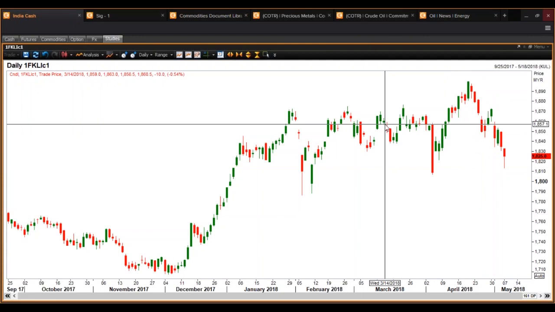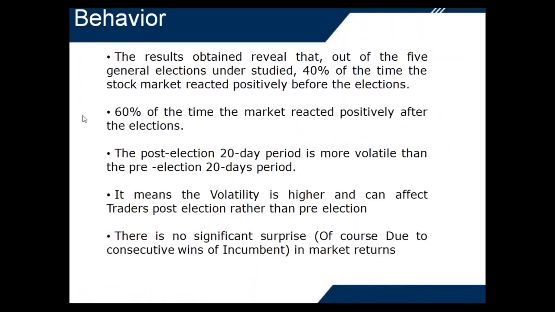Now, suppose I'm going to put a chart in front of you. This is the KLCI. I'm going to erase all the drawings over here. I'm just going to highlight this, and this is the daily chart. The point we made here is that the post-election 20-day period is more volatile than pre-election. So if you think that this is higher volatility, no, post-election the volatility is much higher. Now, it doesn't mean that the market will go down or up. This is volatility we are talking about. Volatility can be on the upside or the downside, but we know that it will increase after the election.